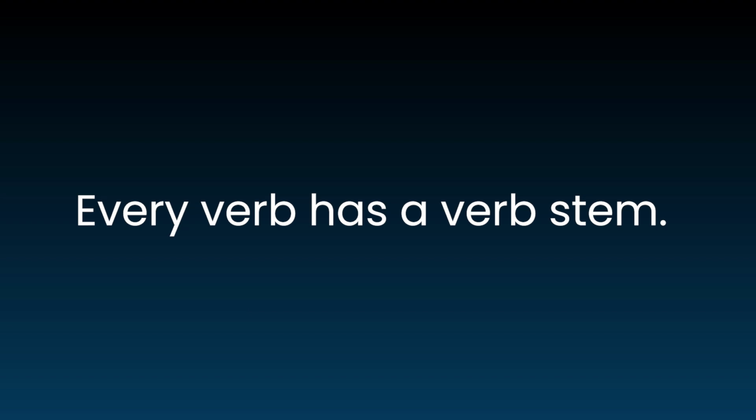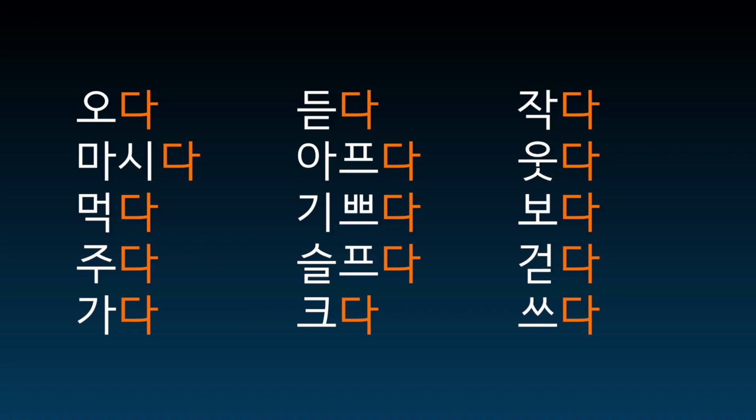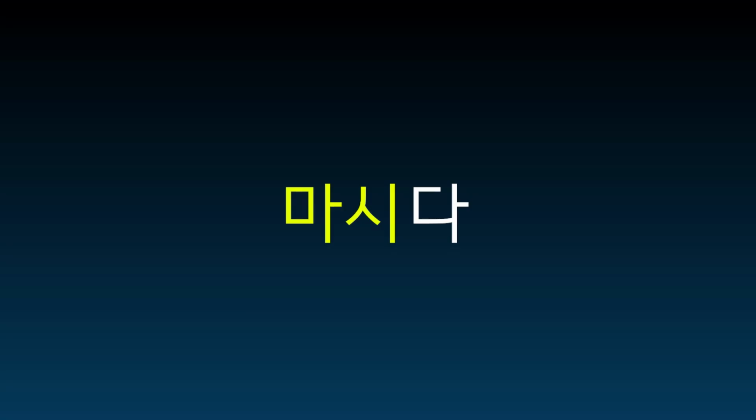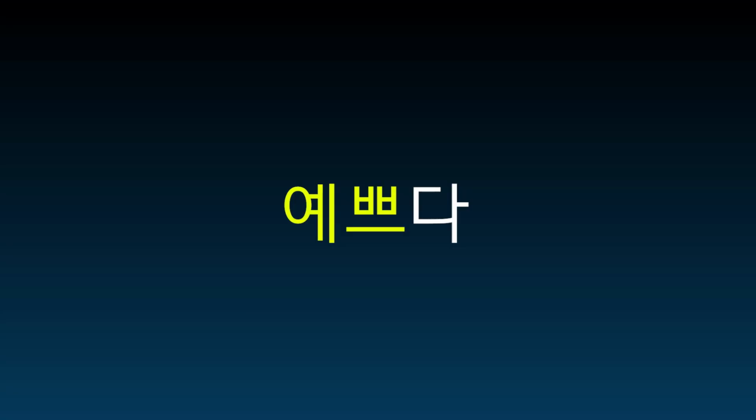Okay, and number 3 of today's video is that every verb has a verb stem. The verb stem is the essence of the verb. It's the smallest unit that holds that unique verb meaning. And to get to the verb stem is pretty simple. All you need to do is take the dictionary form and remove the 다. Like the verb 마시다, 마시 would be the verb stem. For a descriptive verb like 예쁘다, 예쁘 would be the verb stem.